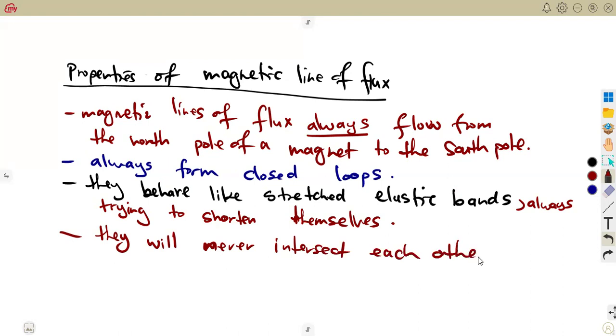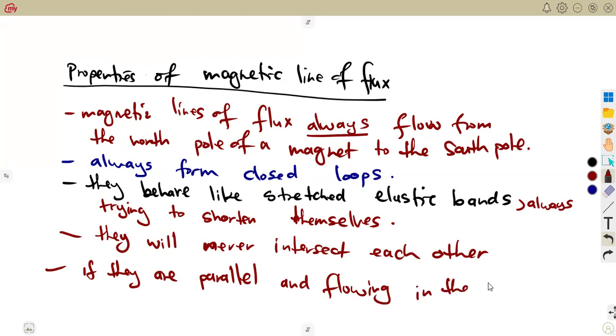All right, so if we are given magnetic lines of flux, consider also that magnetic lines of flux that are parallel and flowing in the same direction will always repel each other. Once they are in the same direction, they will always repel. All right, that is the consideration that you need.